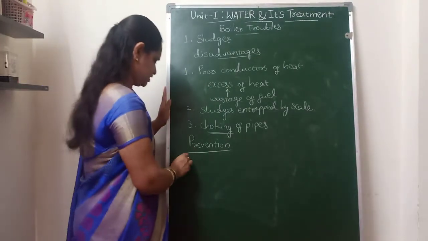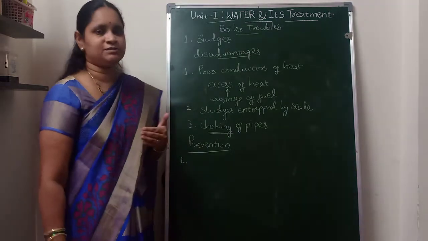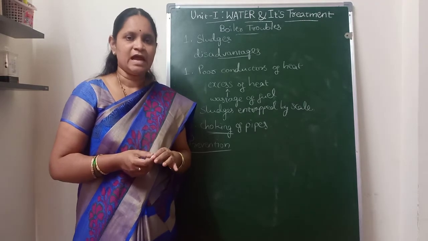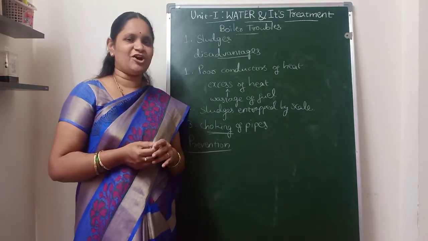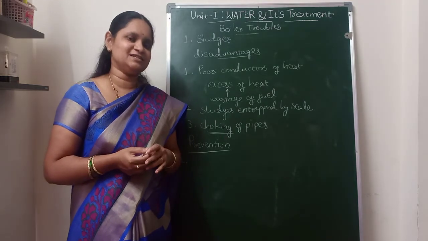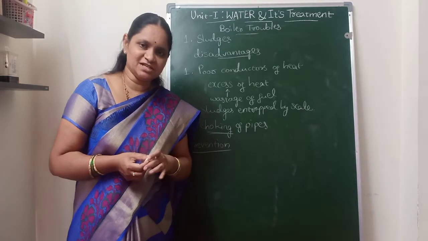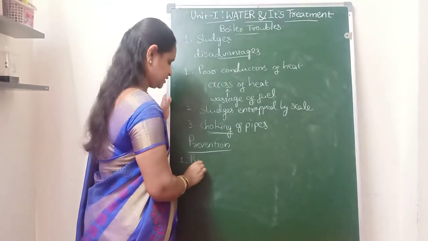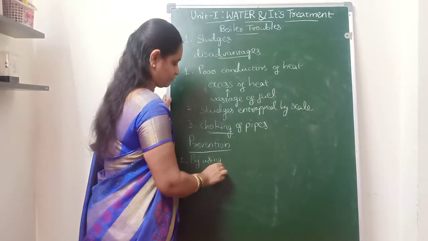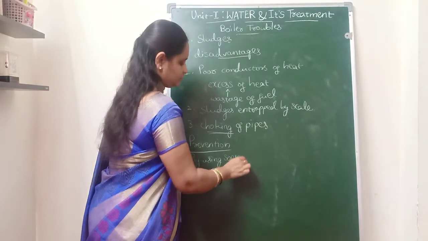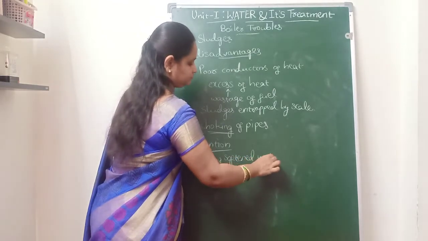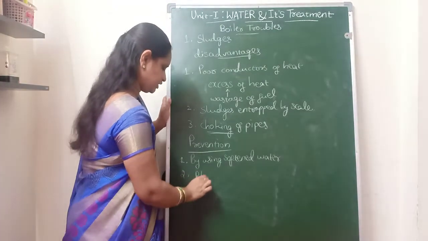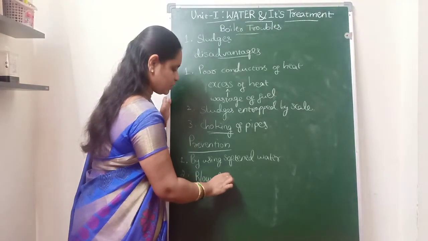Whatever the boiler trouble may be, we are getting it due to the presence of dissolved salts. If we are able to use already softened water in the boilers for steam generation, we'll be able to prevent all the sludges and scales. So first thing, how to prevent? By using already softened water. And the second thing is an important process known as the blow down process.